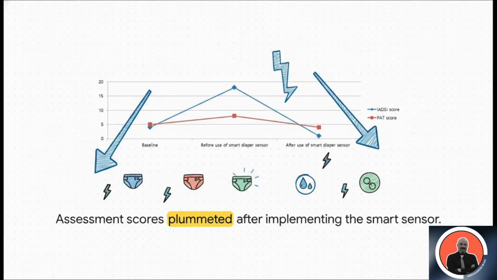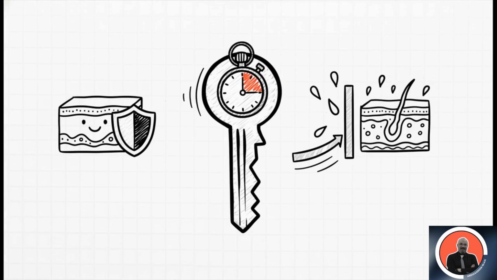And this graph gives us the hard data to back up what we're seeing. The standardized assessment scores just plummeted. The IADS severity score dropped from 18 all the way down to 1, and the PAT score was cut in half, from 8 to 4. I mean, that's the quantitative proof right there that this intervention works. So the main clinical lesson here is completely clear. Minimizing how long the skin is exposed to irritants is absolutely the key. And technology that prompts us to intervene in a timely way is what makes real prevention possible.